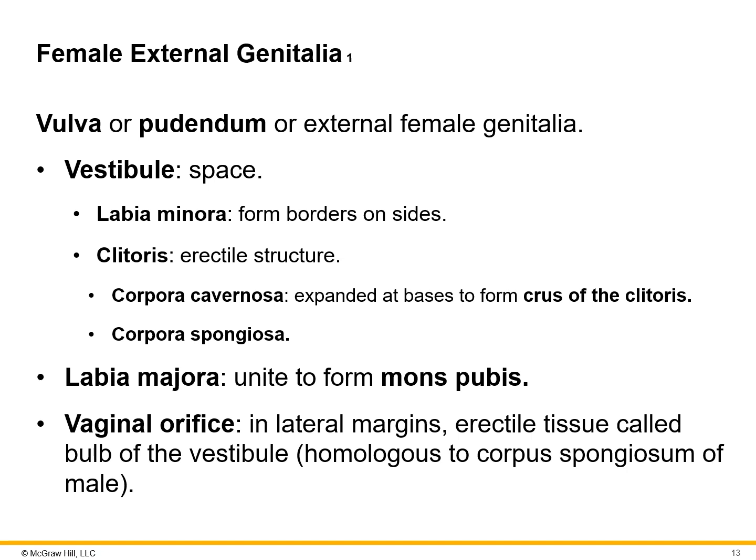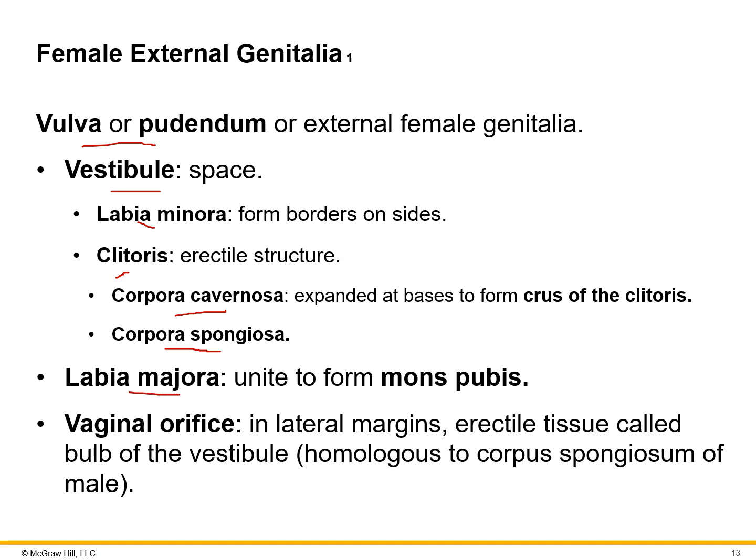Now, finally, on the external genitalia, we have the vulva, also called the pudendum. And again, that external genitalia. So here are the different parts. We have the vestibule, which is just the space there on the outside, made up of the labia minora that form the borders, the clitoris that's used as an erectile structure, the corpora cavernosa and the corpora spongiosa help make up that clitoris.